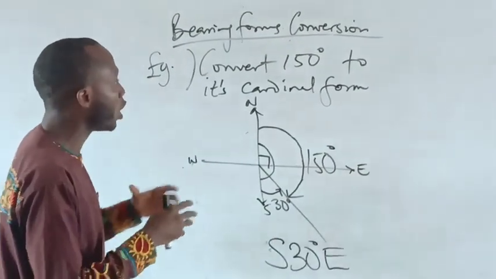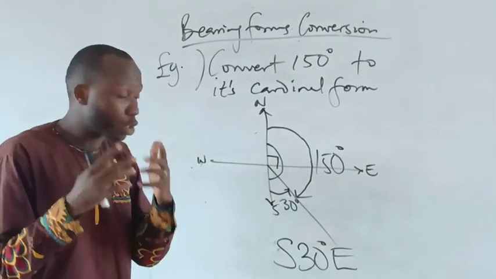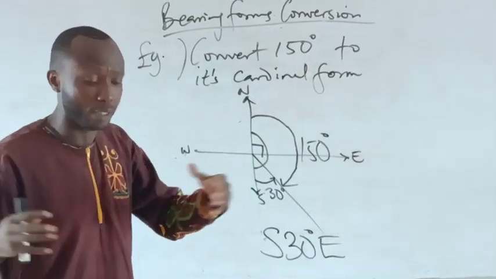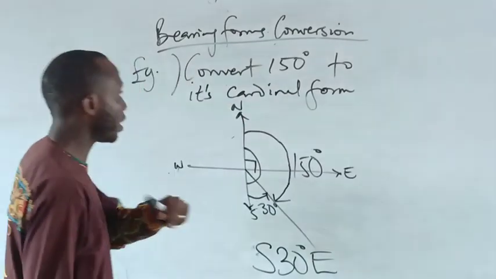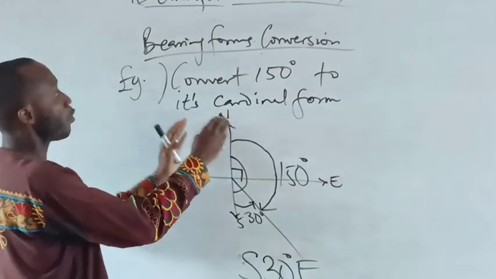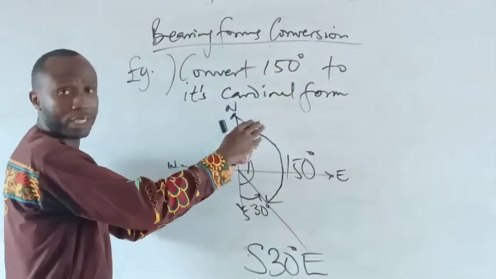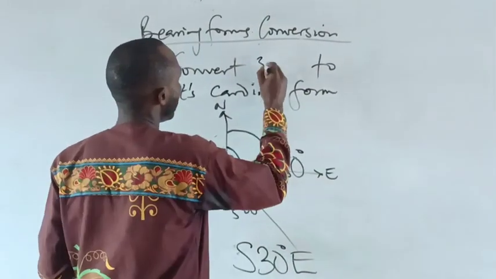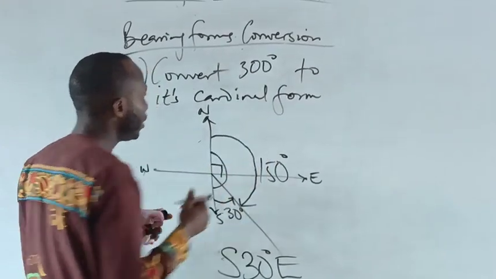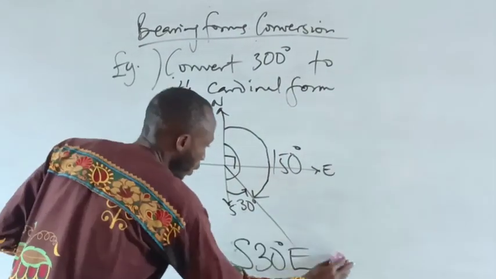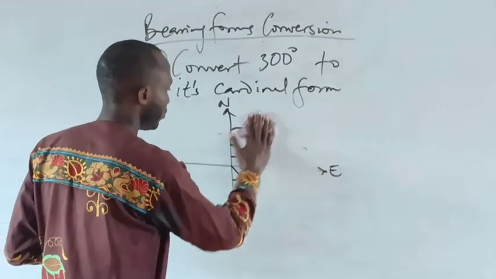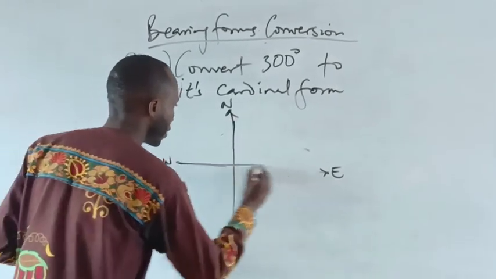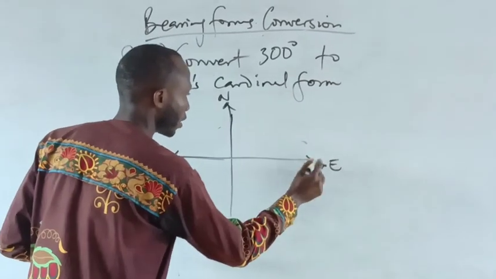So let's move forward to another example, because you need to understand this particular conversion holistically. So I have another example for you, still from the 3-digit form to the cardinal form. Let's say we have 300, for example. 300 degrees. Okay? So we are going to illustrate it now quickly. What does it look like? What does 300 look like?